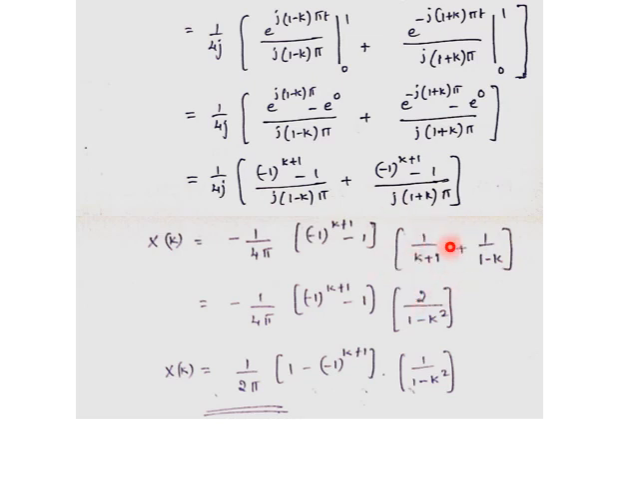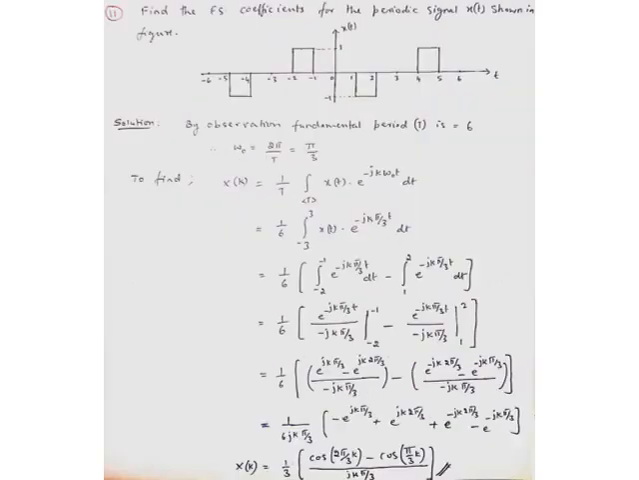Simply after simplifying, this factor is 1 minus k square. In the numerator 2 will cancel with 2, so for the final answer, this minus you take inside along with this, so 1 by 2π, so 1 minus of minus 1 to the power k plus 1, into 1 by 1 minus k square. This is the answer, the exponential Fourier series coefficient for the given signal.